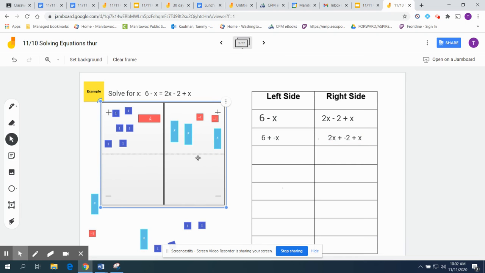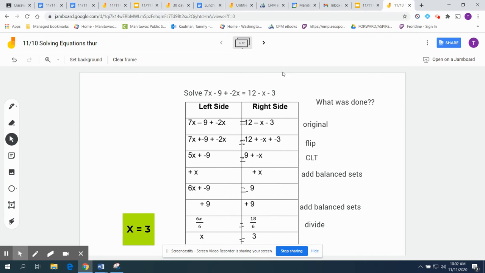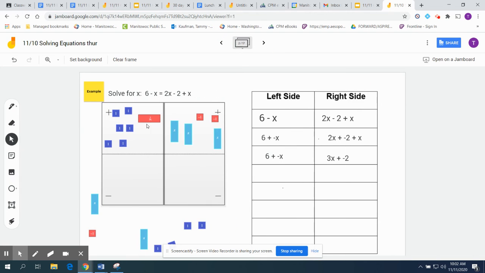So I can't really make any 0 pairs, but I definitely can combine like terms. On the right side, I wrote those x's separately, so I'm going to write them together as 3x plus negative 2. And the left side doesn't actually change. I still have 6 plus negative x. And if you look here, I'm following the same steps: I had flip, then combine like terms. So now I'm going to add balanced sets.